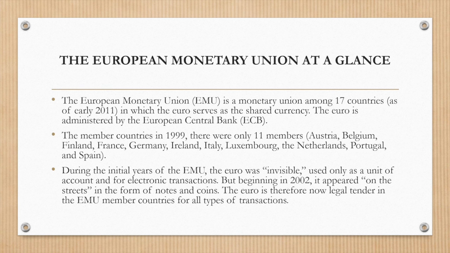In 1999, there were only 11 members: Austria, Belgium, Finland, France, Germany, Ireland, Italy, Luxembourg, the Netherlands, Portugal, and Spain. But finally they added Greece in 2001, Slovenia in 2007, Cyprus and Malta in 2008, and the Slovak Republic in 2009, and also Estonia joined in 2011.